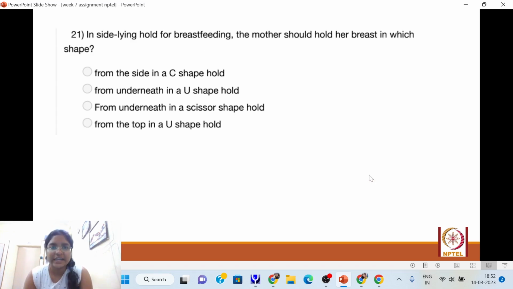Okay. In side-lying hold for breastfeeding, the mother should hold her breast in which shape? From the side in a C-shaped hold, from underneath in a U-shaped hold, from underneath in a scissor-shaped hold, from the top in a U-shaped hold.